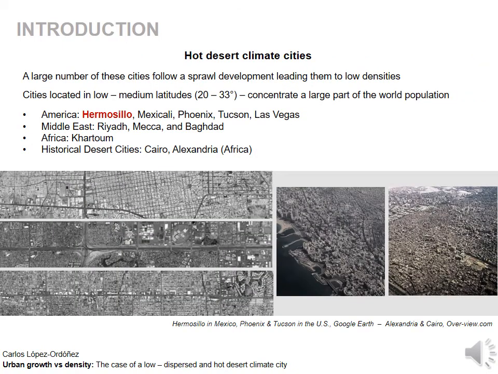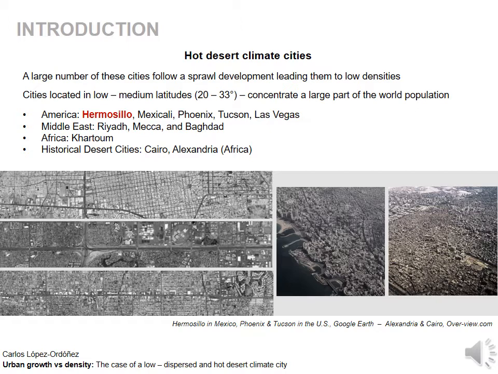In hot desert cities, where the climate is one of the main parameters to consider to achieve a quality urban life, a sprawl development that leads to low densities is not recommended. These cities are located in low-medium latitudes, concentrating a large part of the world population. Historical desert cities such as Cairo or Alexandria present a compact form with high densities. However, modern desert cities such as Riyadh in the Middle East, Khartoum in Africa, or Phoenix, Las Vegas, or Mexicali in North America present urban sprawl development with low densities.